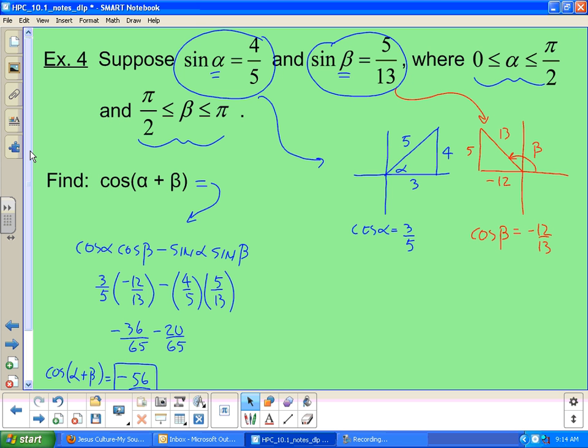So a little bit of going back to chapter 7, creating our triangles in the appropriate quadrants to find these relationships of our angles, and then using that information for our sum, in this case, of cosines.